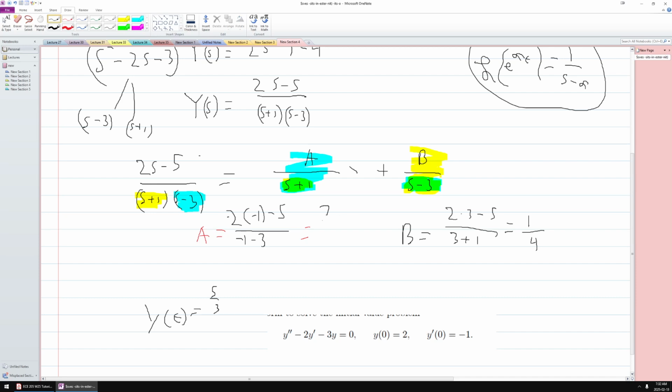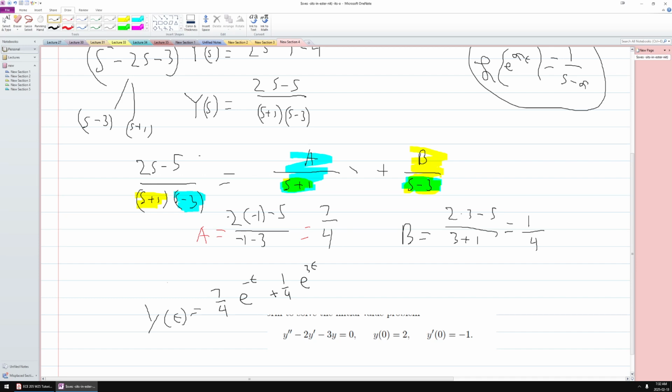So I apologize for that. Algebra, I just plugged in the wrong number. Okay, so now I get my 7 over 4. Inverse Laplace of the a term is going to get me e to the minus t. Then I'm going to get a plus 1 over 4. Inverse Laplace of the b term will give me e to the 3t.